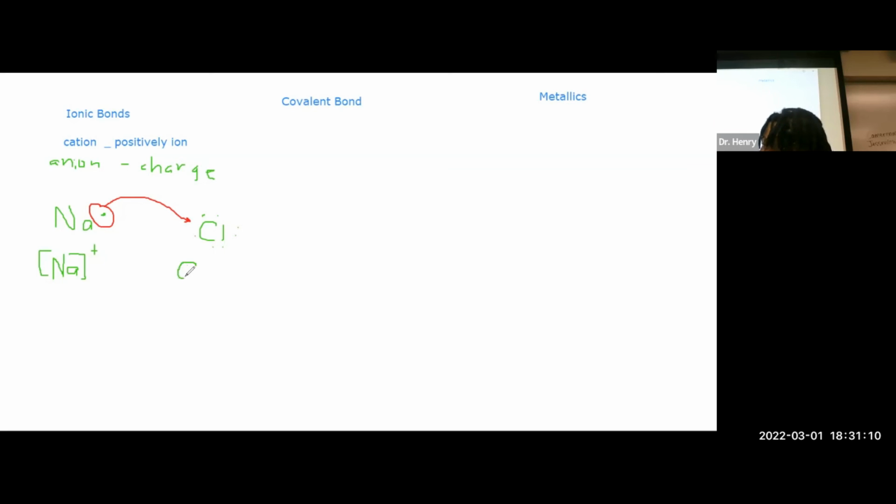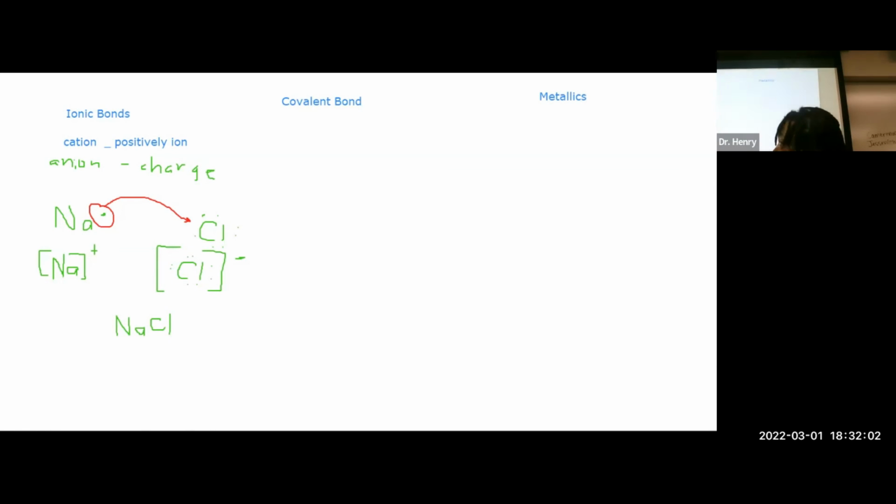So then chlorine has 8 electrons around it. And since it gained one electron, what's going to be its charge? Negative. Okay. So if I have a positive and a negative, what happens? It attracts. And we form an ionic bond. And we get sodium chloride. Okay.